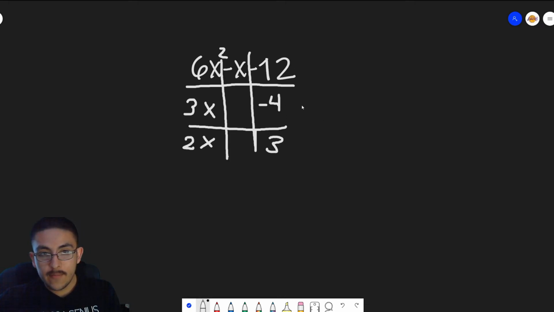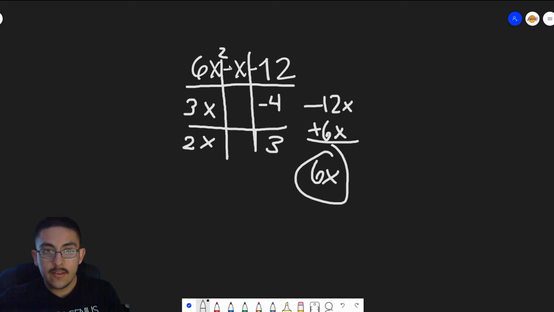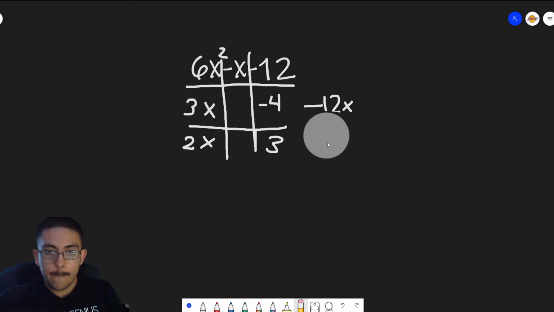So 4 times 3 is going to be negative 12x. 2 times 3 is going to be a positive 6x. So negative 12x plus 6x, that's going to be 6x. But this doesn't equal that. So that must mean the negative's in the wrong spot, right? Let's try that out. Instead of putting the negative there, we put the negative in here.